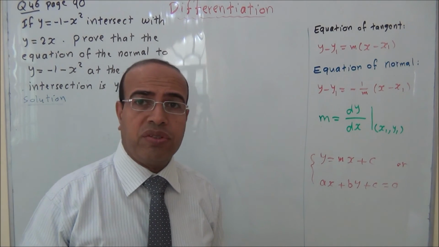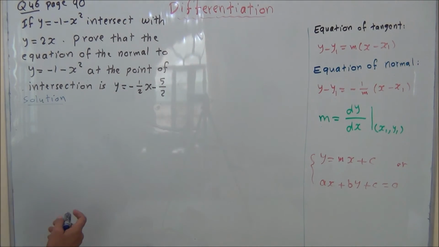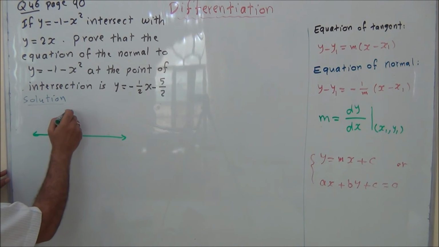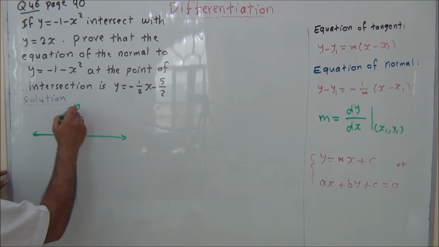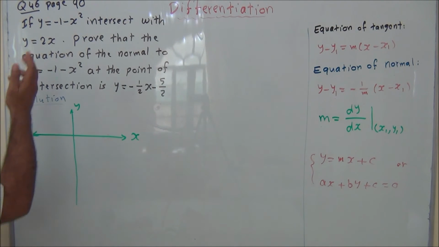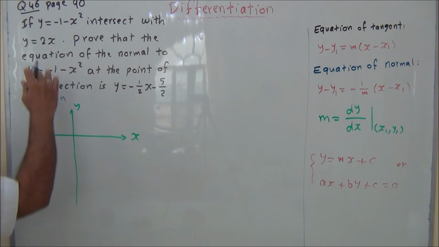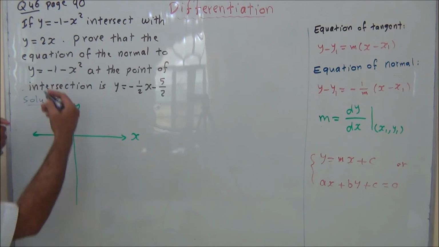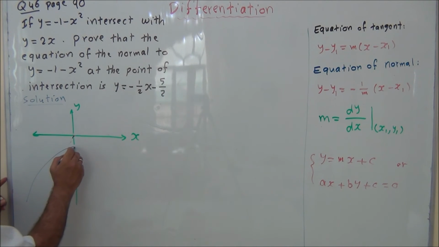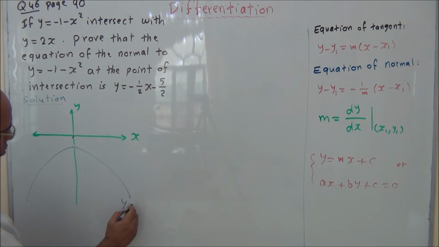Just we sketch the graph of this one. Y equals negative 1 minus x squared is the graph. So this is y and this is x. Negative 1 minus x squared, so it's open downward. Negative 1, translation 1 unit down. So this is the graph of y equals negative 1 minus x squared.